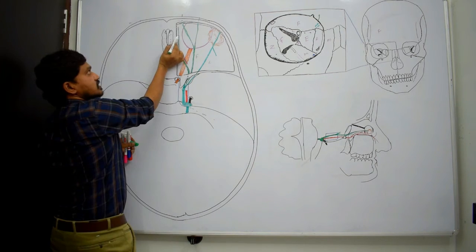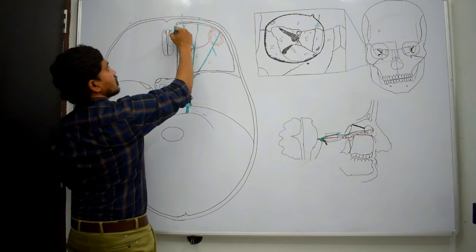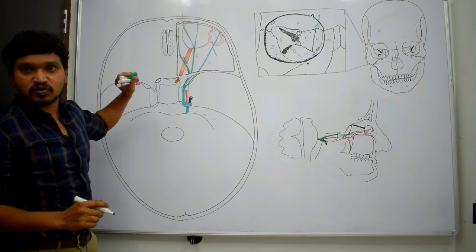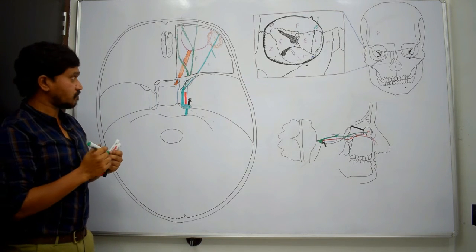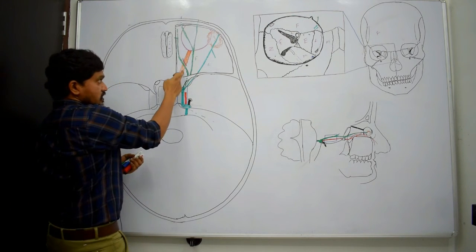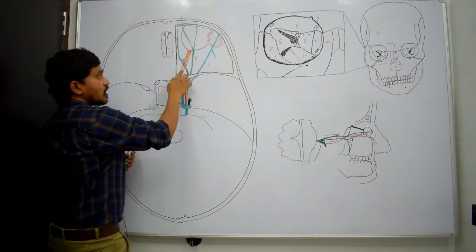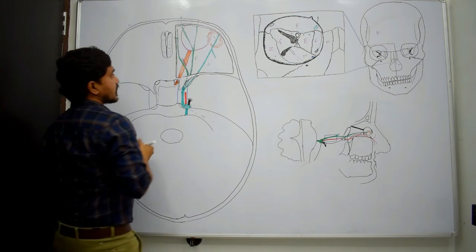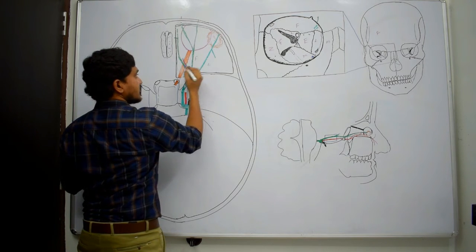So this branch is the anterior ethmoidal nerve. This anterior ethmoidal nerve passes through the anterior ethmoidal foramen. So this is the course. Now we will see what are the branches from the nasociliary nerve. See, this is the optic nerve and somewhere here the lateral rectus will be present. In between the optic nerve and lateral rectus, you can see one ganglion. What is that ganglion? Ciliary ganglion, right? So this is the ciliary ganglion.